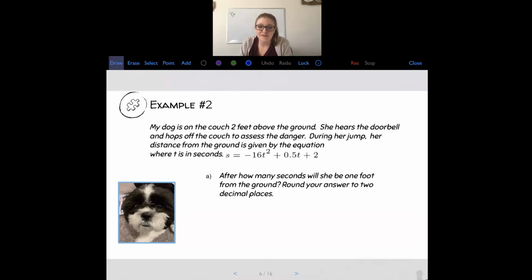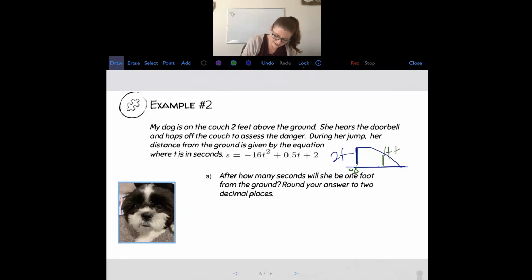Okay, so first part, after how many seconds will she be 1 foot from the ground? Round your answer to 2 decimal places. So if you can picture my cute little dog, which is on the screen, she's jumping off the couch and she's going like this. So this is 2 feet. This is the ground. And we want to know after how many seconds, starting at 0 seconds, will she be 1 foot off the ground? So let's say 1 foot is about here.